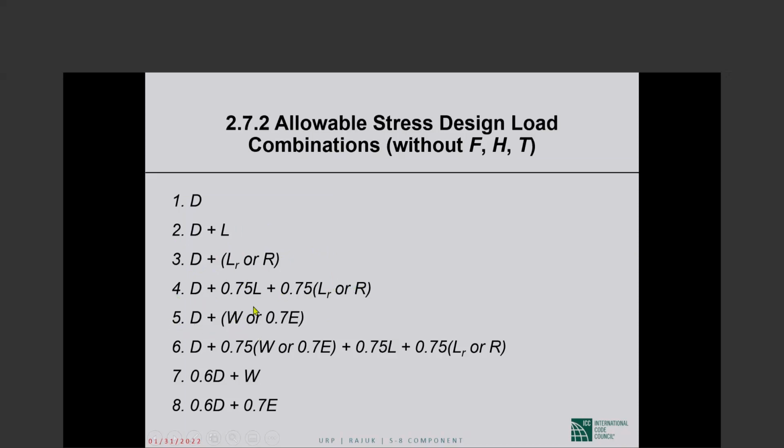This involves wind or earthquake. This is wind or earthquake. Then this is counteractive, dead load counteracting wind and dead load counteracting earthquake. Remember, the load factor on E is 0.7. I don't know that I have anything else to point out. So these are the ASD load combinations. The only other thing I might say is we typically refer to these as additive load combinations.